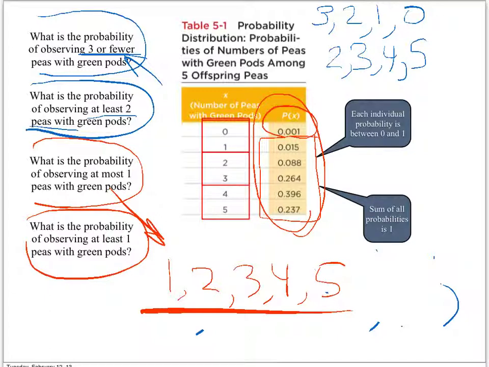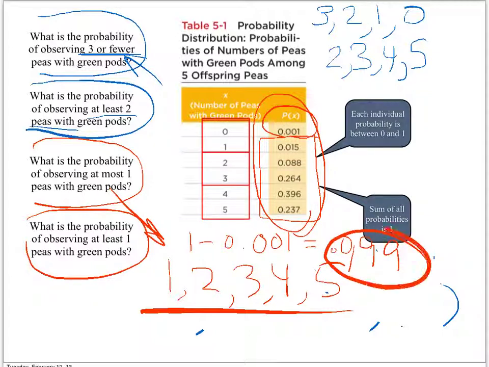And so instead of adding those 5 numbers together, we can just say, well, this probability is the same as 1 minus 0.001, which is 0.999, isn't it? Okay, so the probability of getting at least 1 pea with green pods is actually pretty high. It's actually pretty high.